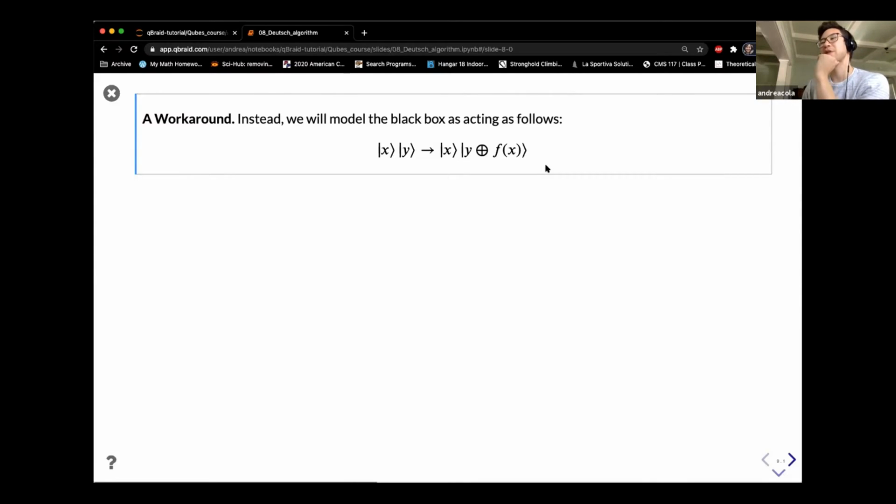So the workaround that we have to define black box access to the function is the following. Instead of just saying the unitary defining f maps single bits into qubits, we will say that this black box maps x, y to x, y plus f of x.